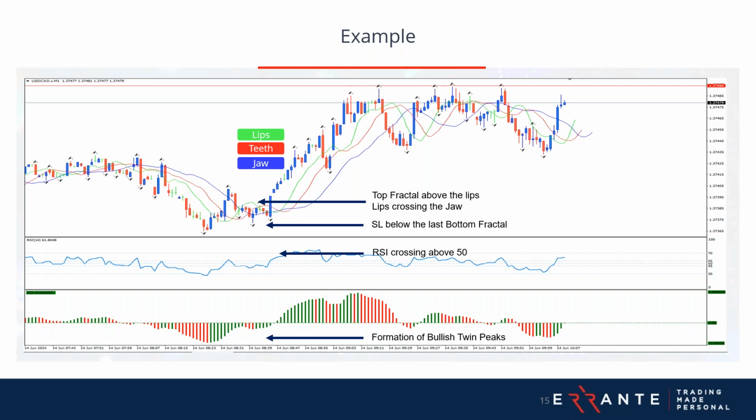So: top fractal above the lips, lips crossing the jaw. For confirmation of the entry, price crossing the last top fractal, and we have the RSI crossing above 50. At the same time, AO formation of bullish twin peaks, as we see here, and also at the entry candle, we see AO crossing above zero in green. So we set the stop loss below the last bottom fractal to protect against downside risk.